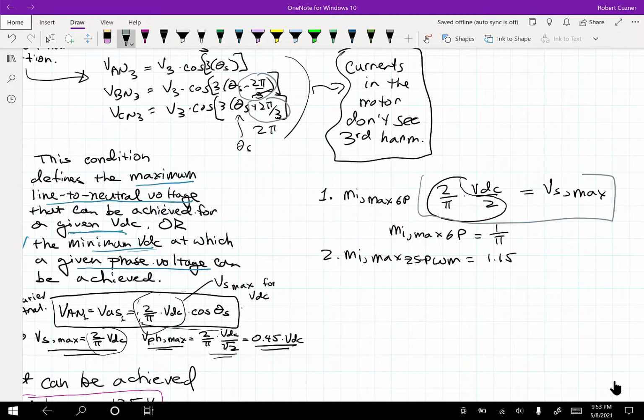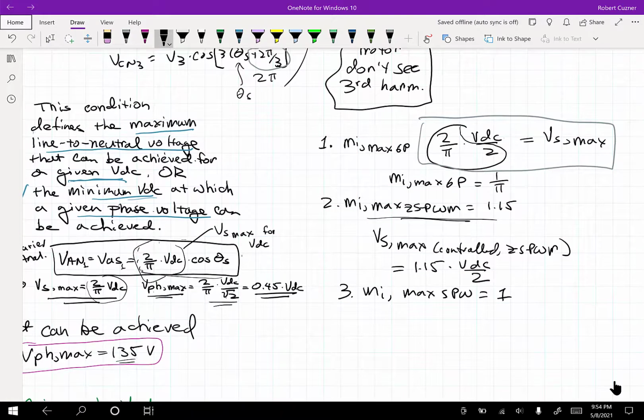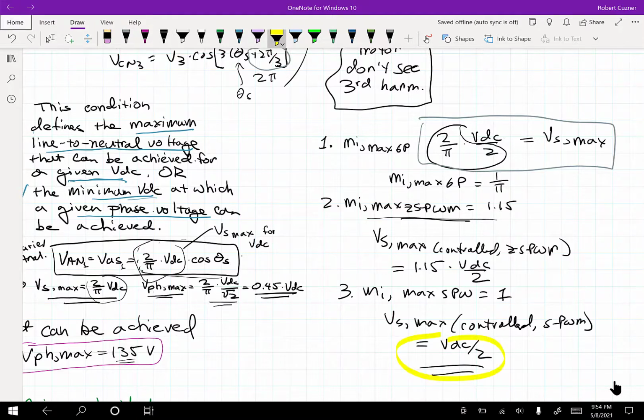Go back to this. Basically, I'm saying I've got the VS max, that absolute max I can achieve for a given VDC is this, but I'm just 6 pulsing with no control. Controlled, I can operate with this modulation index, and so the VS max controlled with ZS PWM is going to be 1.15 times VDC over 2. And then the third one is the MI max for sine PWM, which is just 1. And so the VS max controlled, without having any harmonics or any problem, with just sine PWM is going to be VDC over 2. So you've got these three possibilities.